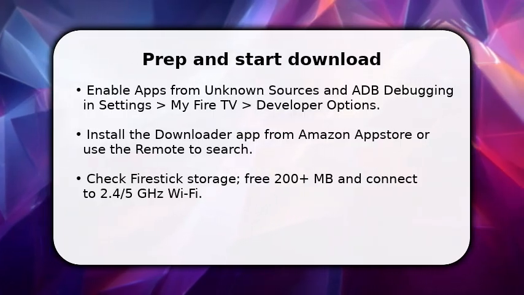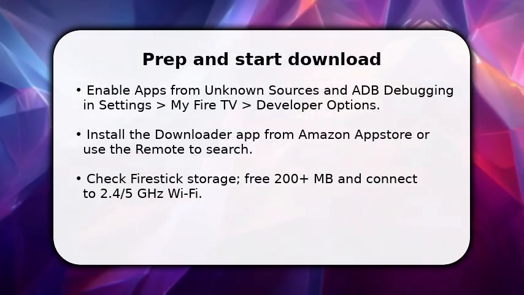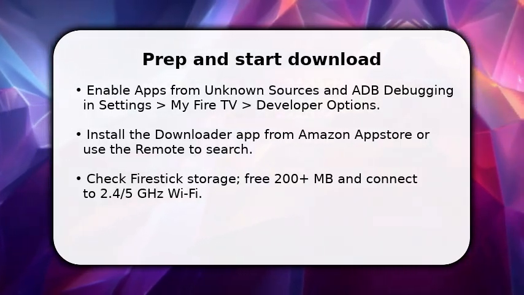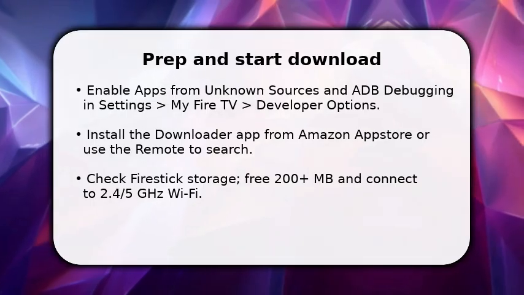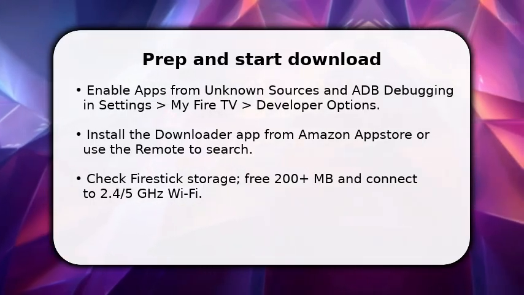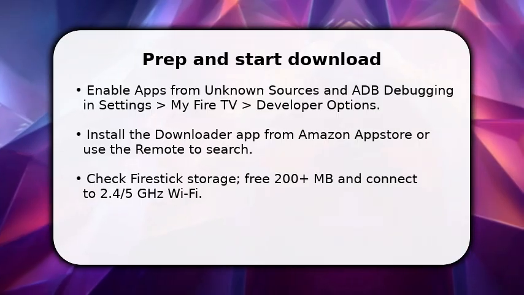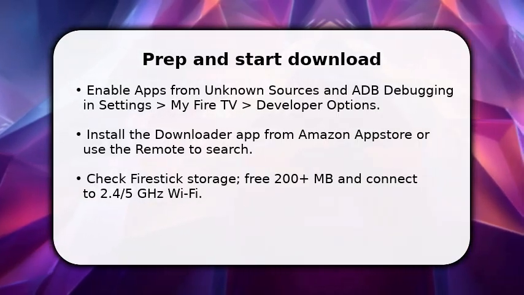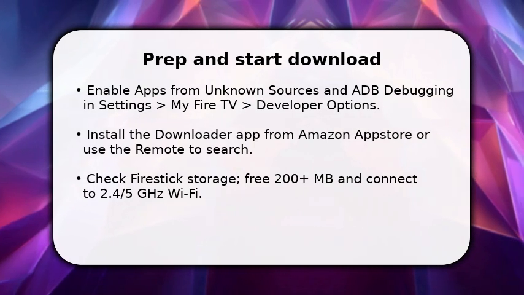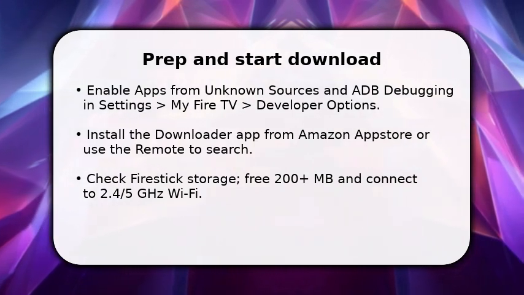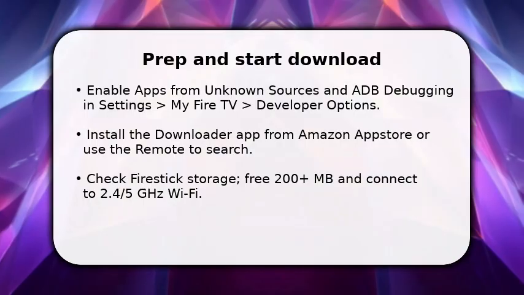Make sure your Firestick has at least 200 megabytes free and is on Wi-Fi. Then open Downloader and type the VLC APK URL or choose the Amazon App Store option. Either path leads to VLC installation. This establishes trust and the download mechanism before installing VLC.